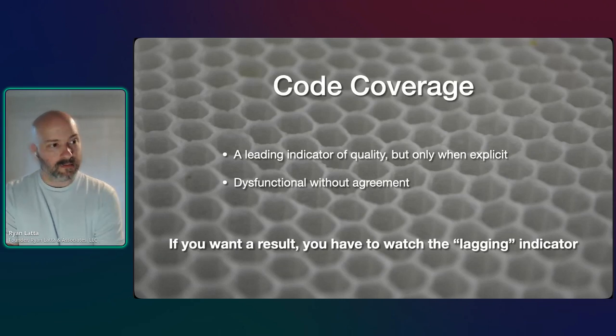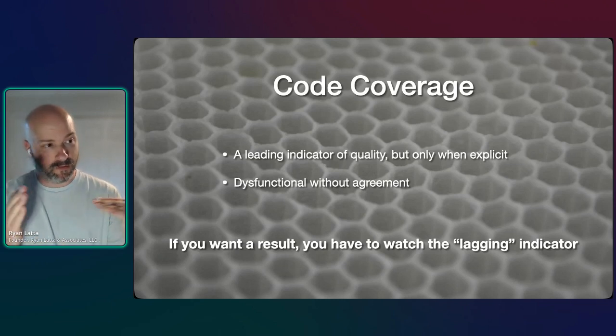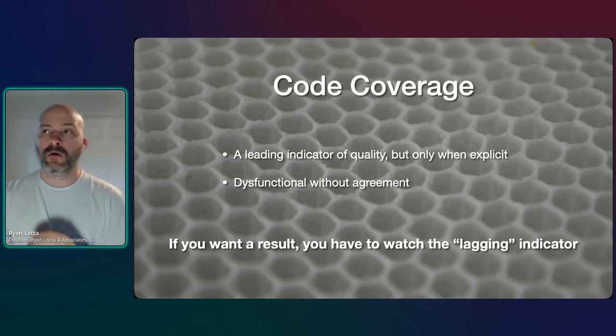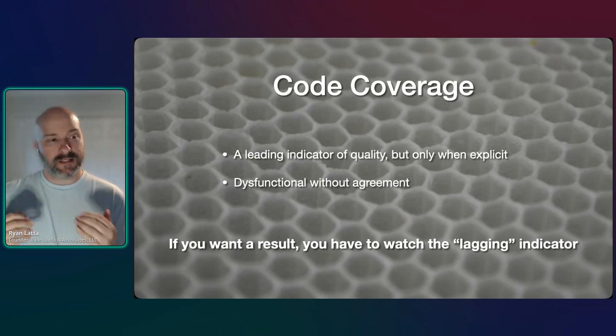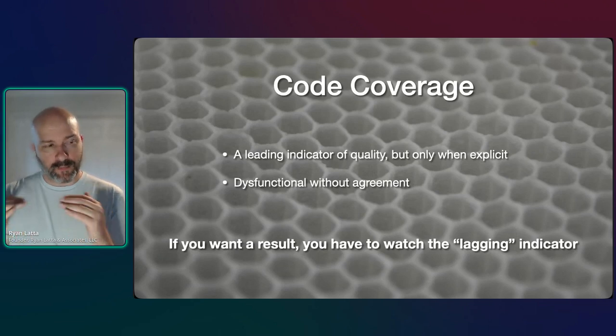So what happens? People begin to trend towards that target. They begin to write automated tests that are the easy ones to write. We see a quick spike in quality improve. But then the tests get harder to write. So we stop writing the easy tests.